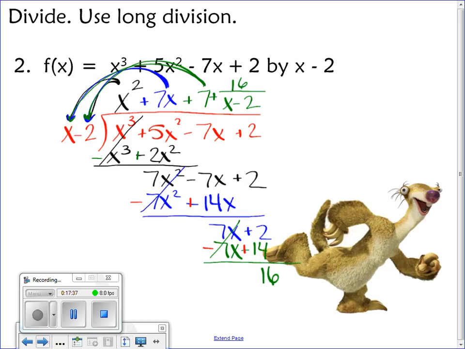Real quick, would that have factored then? Is x minus 2 a factor of that problem? Did it divide nicely? No, there was a remainder. So if I factored it, would x minus 2 be one of my factors? No, it would not. That's going to come up as a question later. Is x minus 2 a factor? No, there was a remainder. It did not divide nicely. It is not a factor.